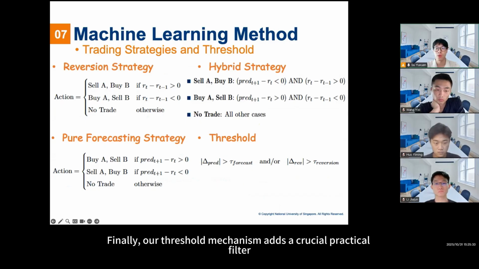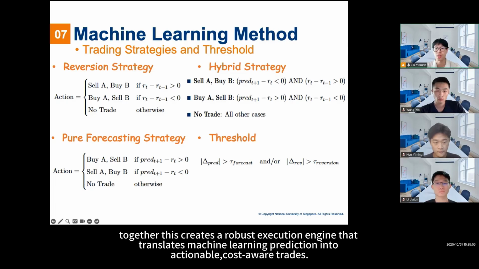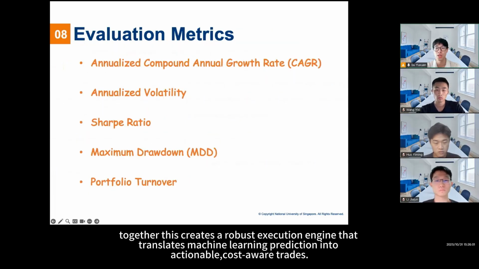Finally, our threshold mechanism adds a crucial practical filter. It ignores signals where the predicted and reversion-based price move is too small, ensuring we only act when the potential profit justifies the transaction cost. Together, this creates a robust execution engine that translates machine learning predictions into actionable, cost-aware trades.